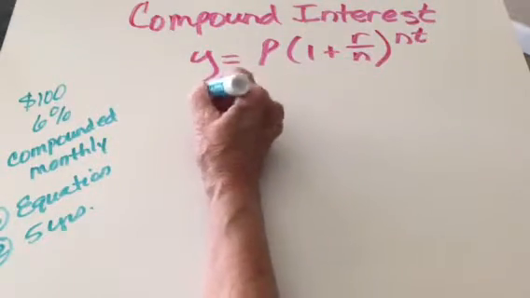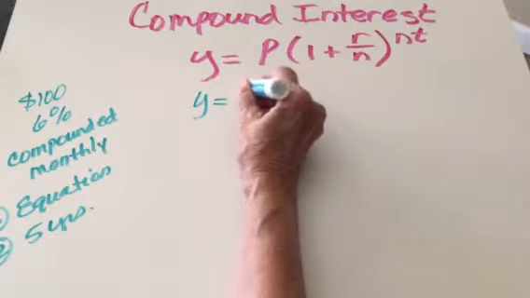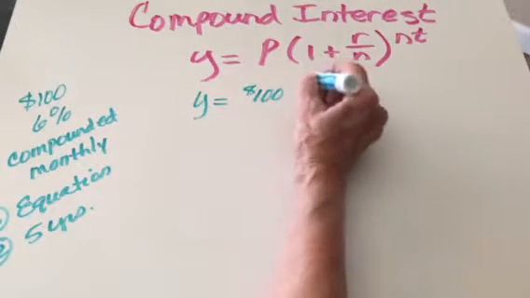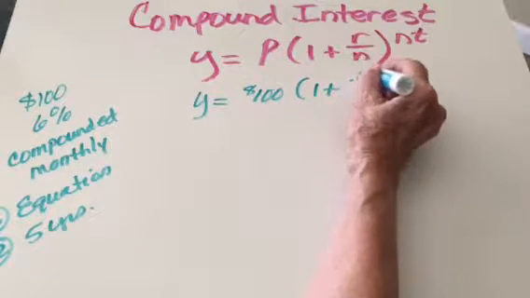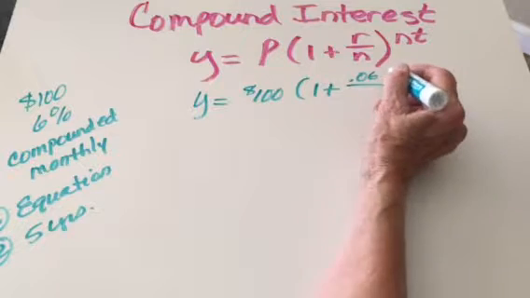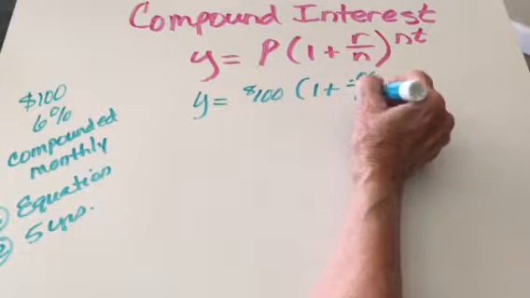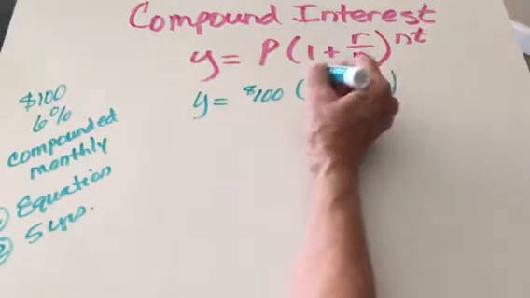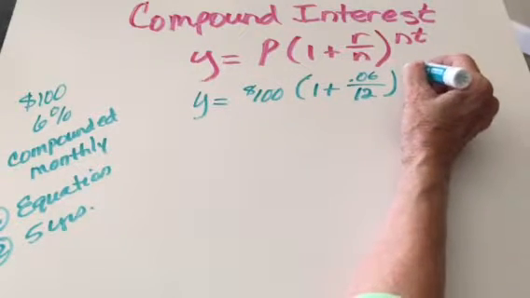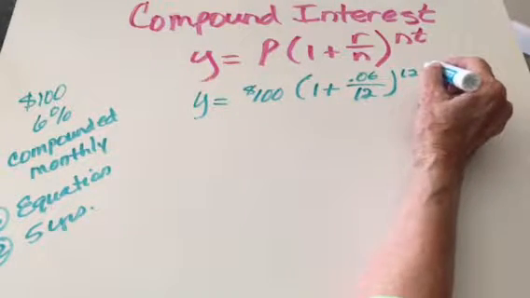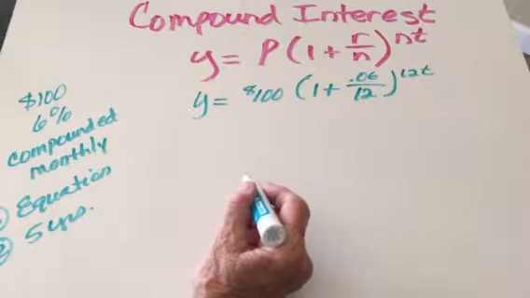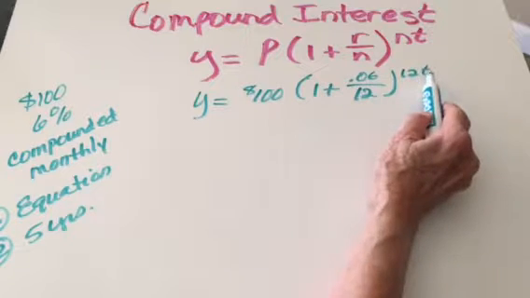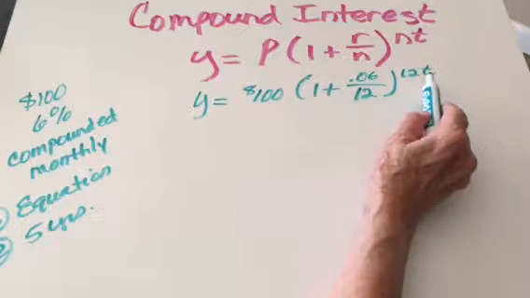All right, so this is what our equation is going to be. Y equals 100, because it's $100 that we put in, times 1 plus the rate, which is 6%, 0.06, divided by the number of times it is compounded, so that's 12, all to the 12, the n, times t. Now, in the initial equation, we don't know what the t is, okay? So now we could do this for any amount of years.